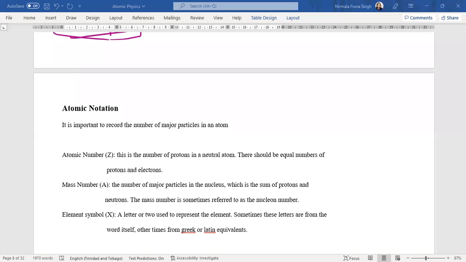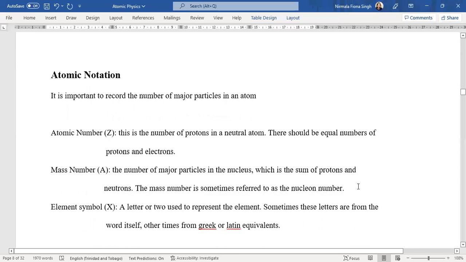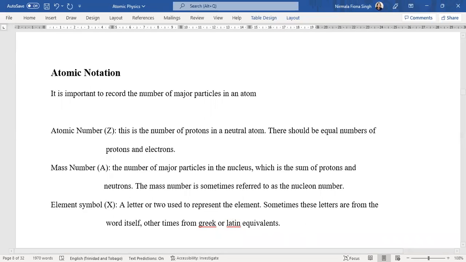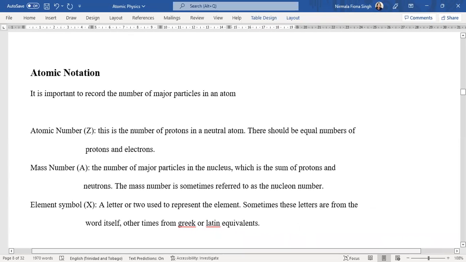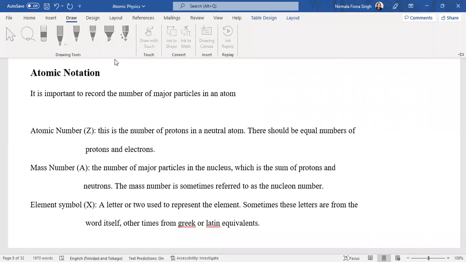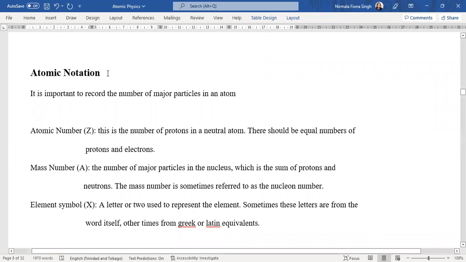Okay, so we are going to continue with atomic notation. Again, you all as chemistry students should know this. I'm not going to assume that everybody does, but let's move forward. So atomic notation, it is important to record the number of major particles in an atom. What are major particles? Electrons. Really? Seriously?